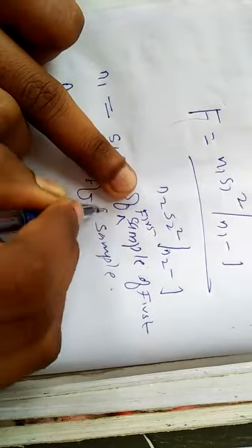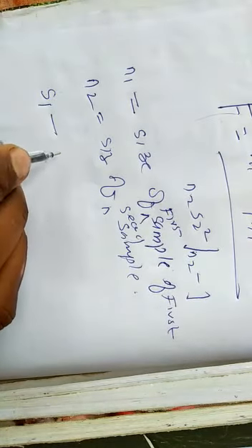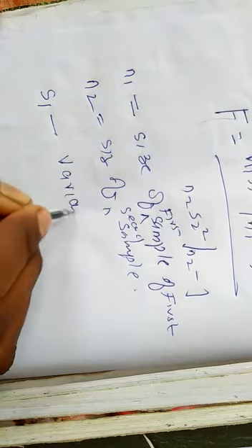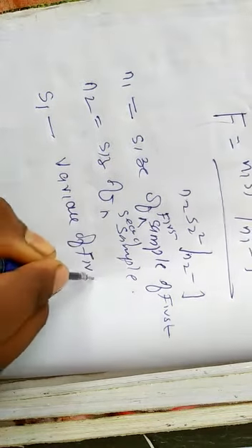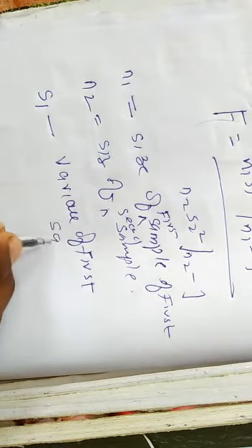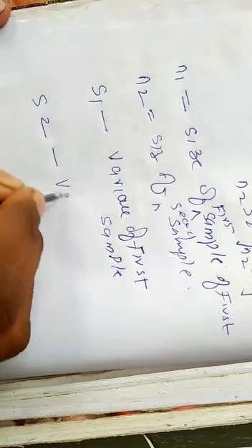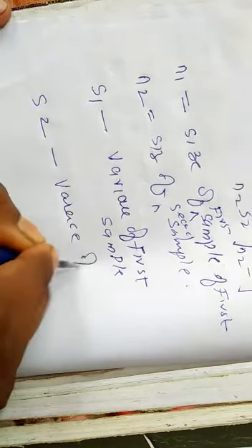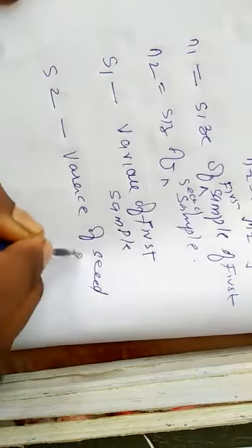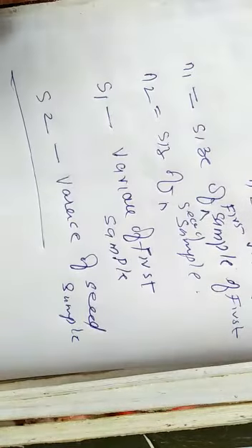S1 is the variance of the first sample. S2 is the variance of the second sample. So we get one F statistic.